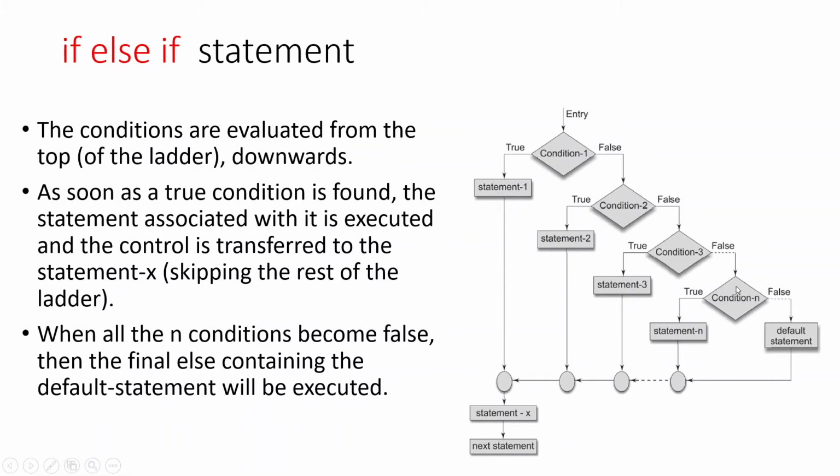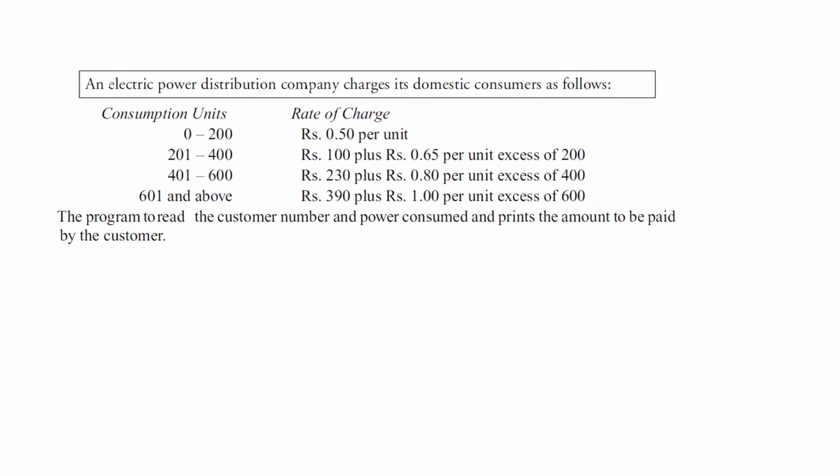So in the first case, in the if statement, we had provision to just check one condition. In if else, we check one condition, and if it is true, one set of instructions, and if it is false, another set of instructions. Here you have the provision for checking various conditions in order. It will be more clear with this example.